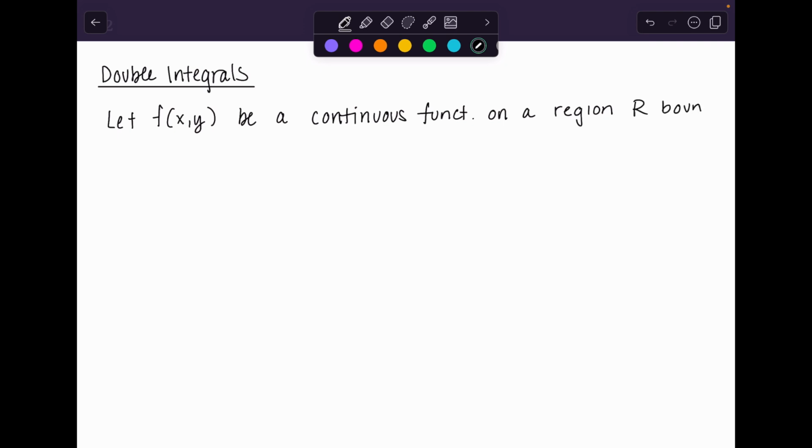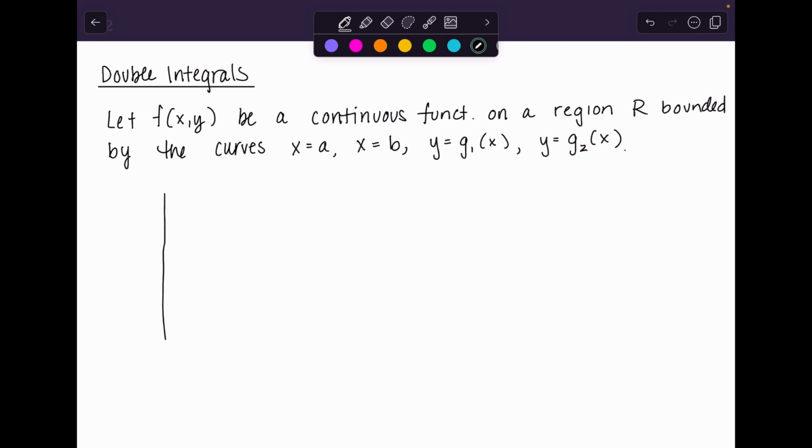Which is bounded by the curves x equals a, x equals b, y is potentially some function of x, and y is potentially another function of x. Okay? So essentially what's going on here is here's what's happening in the xy plane. X is varying between the constants a and b. But then in y's direction, I have maybe some functions.